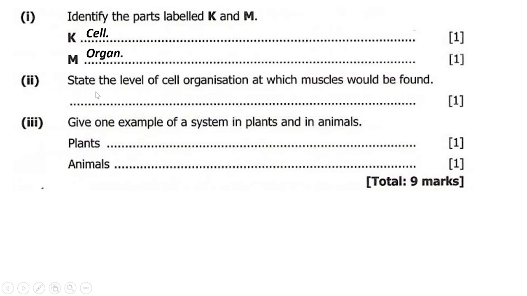Then Roman numeral 2 says state the level of cell organization at which muscles would be found. The muscles are found at the tissue level. Then 3, give one example of a system in plants and in animals. In plants we can have the transport system, and then in animals we can have the circulatory system.